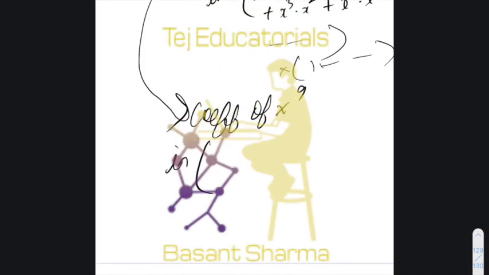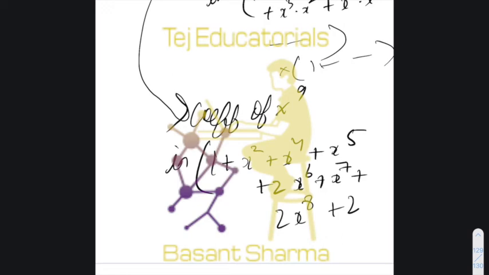So as you can see, logic has taken a backseat now. It is just computation. A lot of time is wasted in computation, but to get the answer you have to do it. Finally you should get something like the coefficient of x to the power 9 in (1 + x² + x⁴ + x⁵ + 2x⁶ + x⁷ + 2x⁸ + 2) into (1 + x² + x⁹). I've already solved it actually.